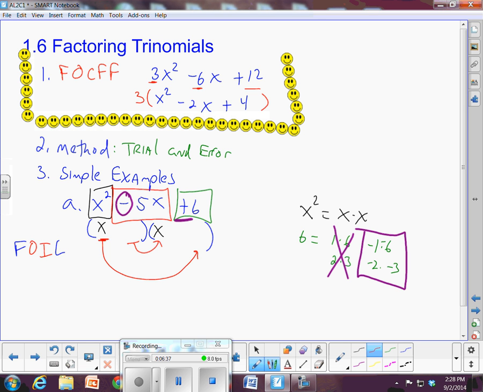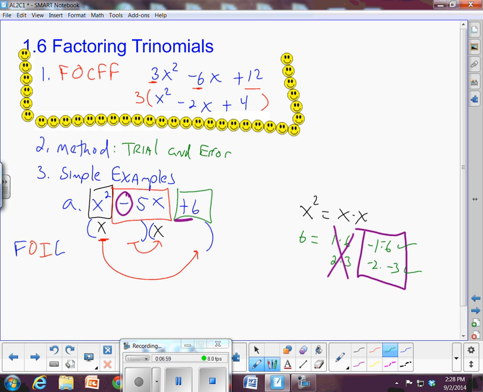That's what you're after. So I already know a negative 1 times a negative 6 gives me a positive 6. I already know a negative 2 times a negative 3 gives me a positive 6. I know that back number is correct. The last terms are correct. But I got to pick the right pair so that when I add the outers and the inners, I get the middle term.